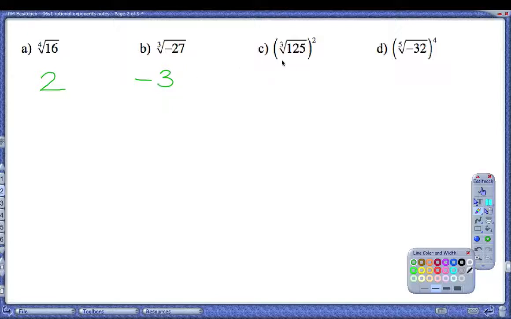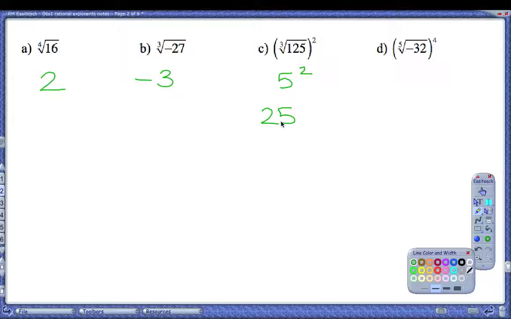Now, in example C and D, we have two things going on. We have a root and we have a power. Technically, the order you do them in does not matter, but I would always recommend you do the root first because that will get you a smaller number. If you do the power first, you're going to have a really large number to deal with. So I start by doing the cubed root of 125. So what number to the third power is 125? Should be 5. And then we square it, for an answer of 25.